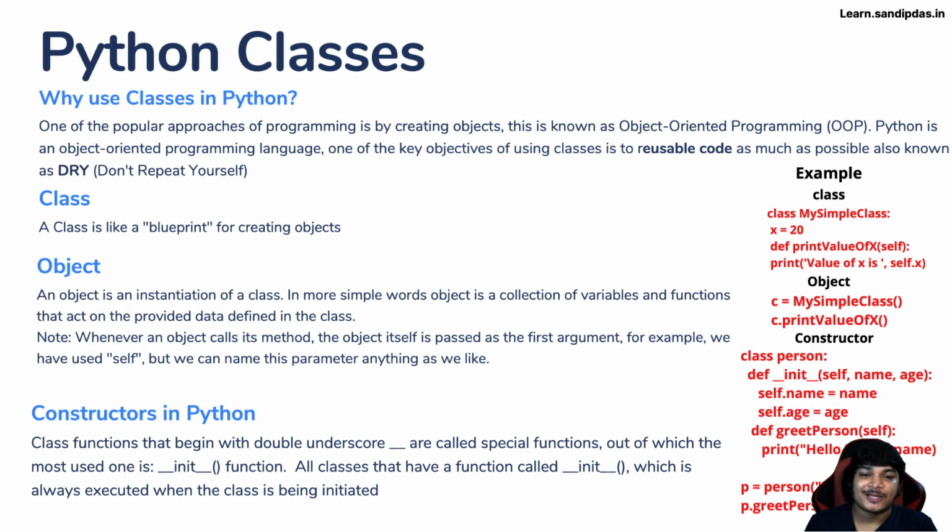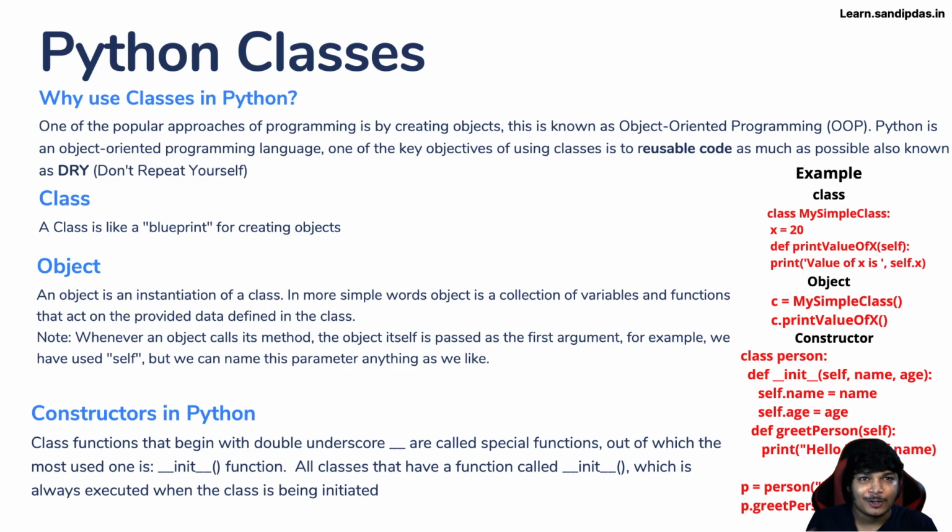Now let's learn about constructors in Python. Class functions that begin with a double underscore are called special functions, of which the most used one is double underscore init, double underscore. All classes have a function called __init__, which is always executed when the class is being initiated, and that we call a constructor function.